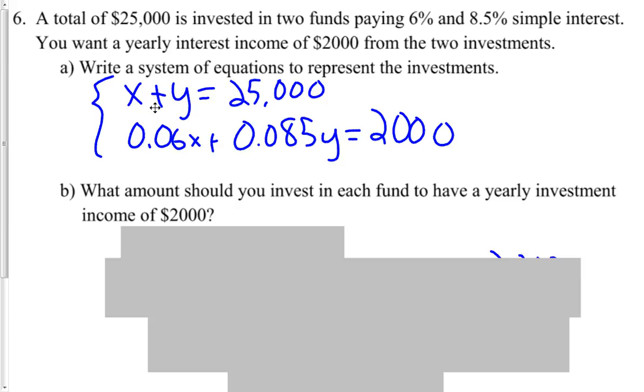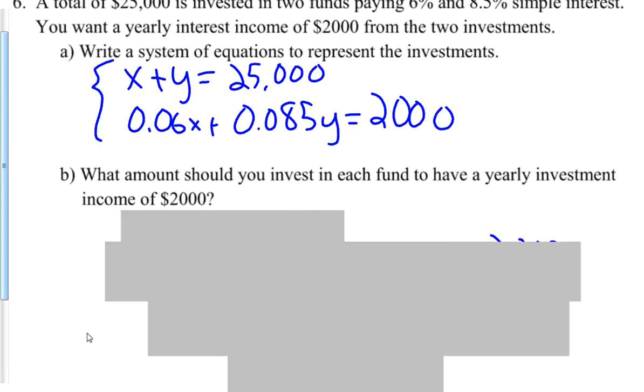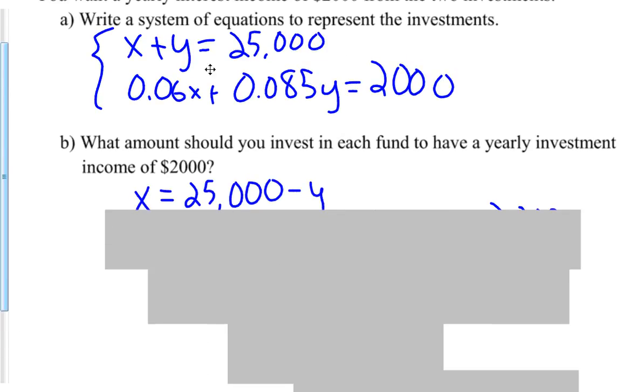So then our combination becomes 0.06x, the interest earned from that, plus 0.085y, which is the interest from 8.5%. We want it to equal $2,000. And next we want to solve. This is part B. What amount should we invest in each fund? Right. So we're going to solve for x.